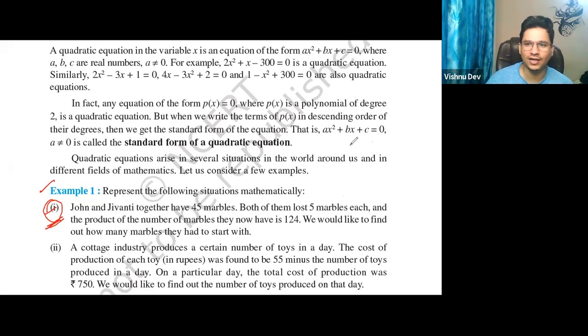तो देखो, जॉन का मार्बल हम लोग मानते हैं x. Tell me, जॉन का मार्बल अगर x मानते हैं तो जीवंती का मार्बल कितना होगा? 45 minus x. Correct. Now, if both of them will lose 5 marbles, so जॉन के पास कितने रहेंगे? x minus 5. जीवंती के पास minus 5, this 45 minus x minus 5. Got it?